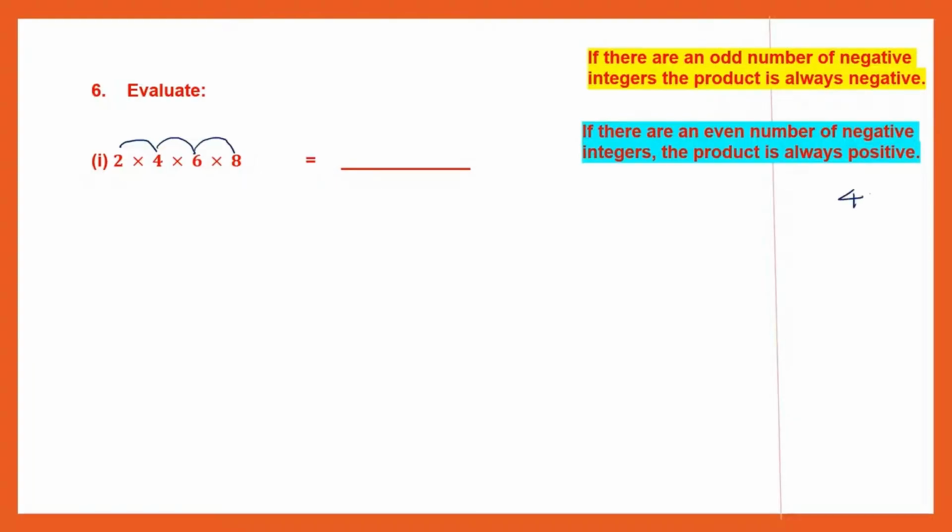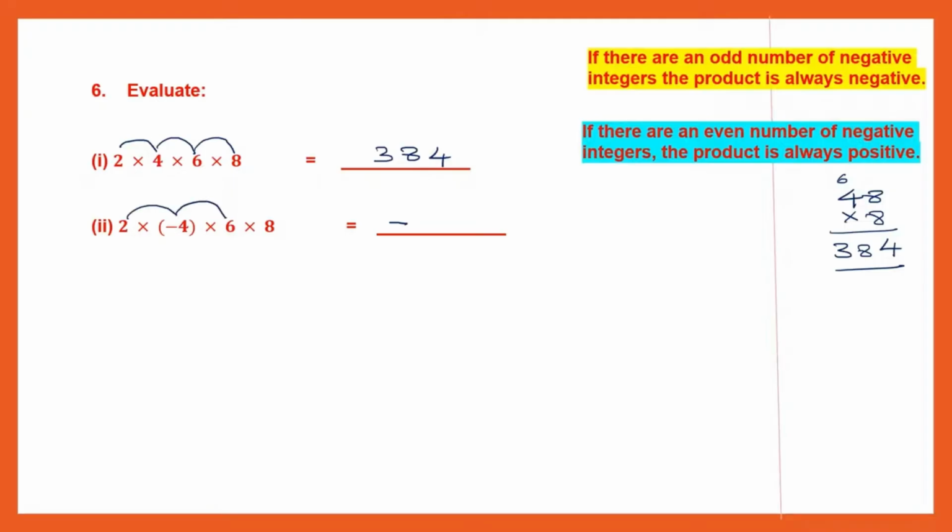Let's multiply. 48 into 8. 8 8s are 64, carry 6. 8 4s are 32 plus 6 is 38. 384. And since they're all positive numbers, the answer is also positive 384. Next one, here there is one negative integer and 1 is an odd number. So if you have an odd number of negative integers, your answer will be negative. So minus sign.